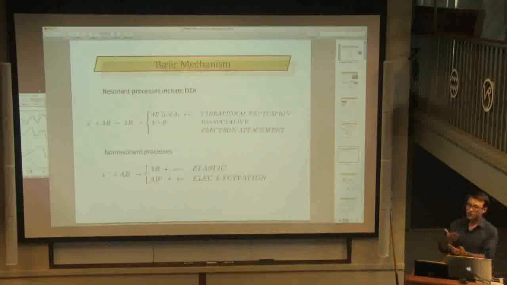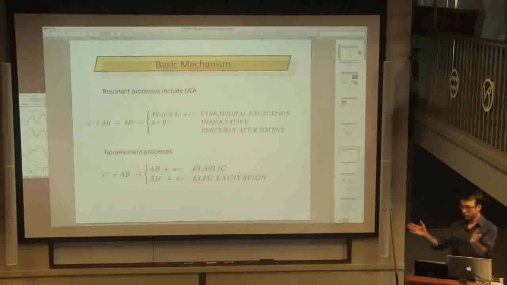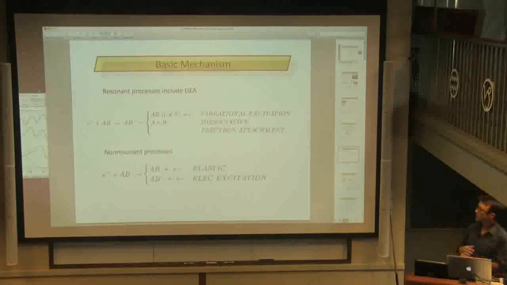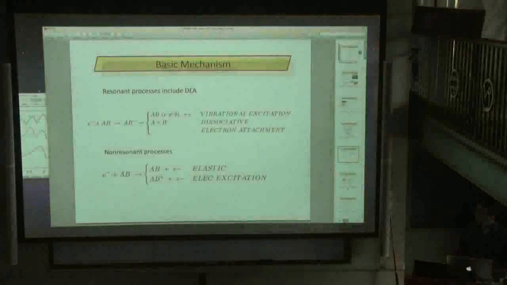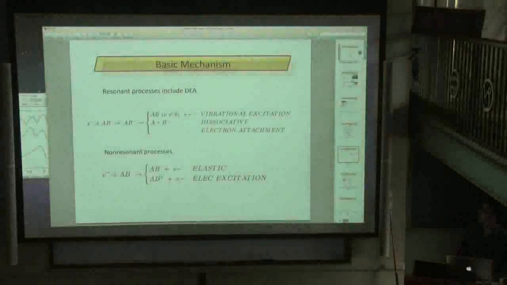So basically, if you have the attachment process, if you create AB minus, there are really two ways that can go: vibrational excitation or dissociative electron attachment. So that branching ratio is a big issue here. Now there are other non-resonant processes, but these aren't competing channels for dissociative electron attachment. And these don't proceed via a metastable intermediate.